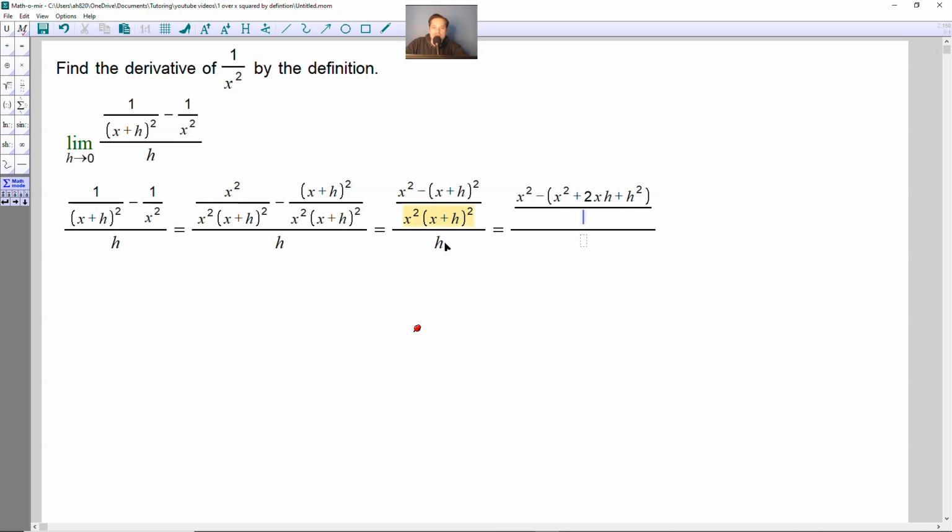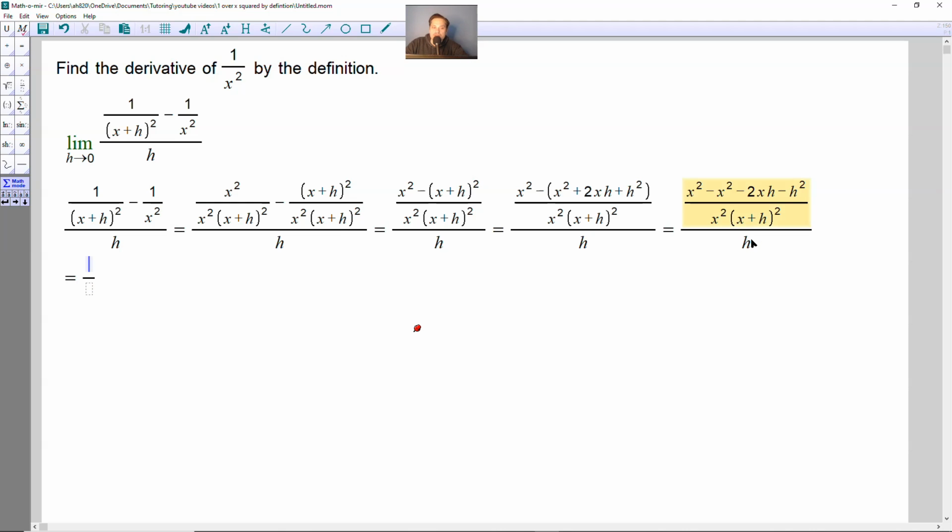On the bottom, you still have that same x squared times x plus h squared, and then over here, all the way on the bottom, you still have h, hasn't changed. Continuing. At the next stage, you need to distribute in the numerator. So it's going to be like this. X squared minus x squared minus 2xh minus h squared, and then the bottom, you're still going to have the same thing. Still x squared times x plus h quantity squared, in the bottom here is still going to have h.